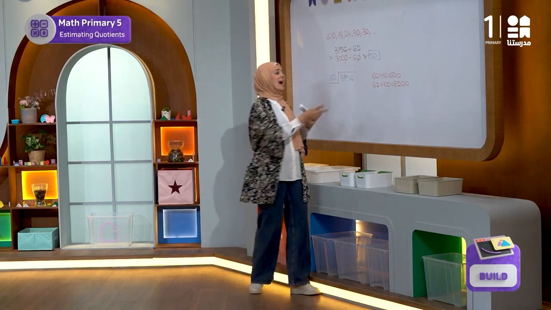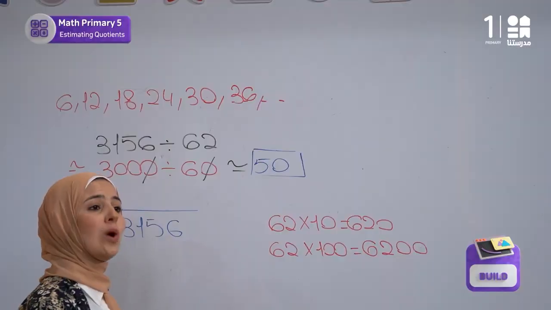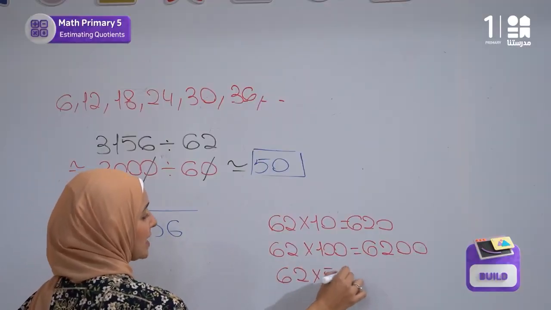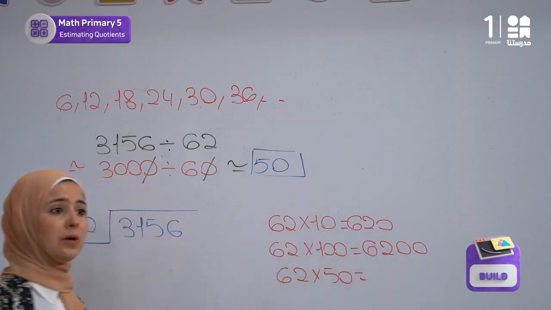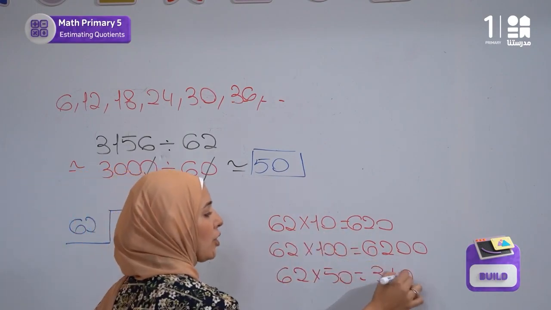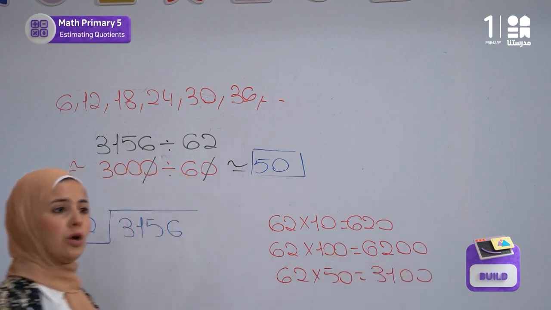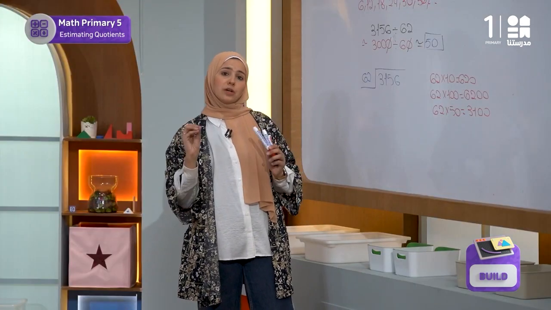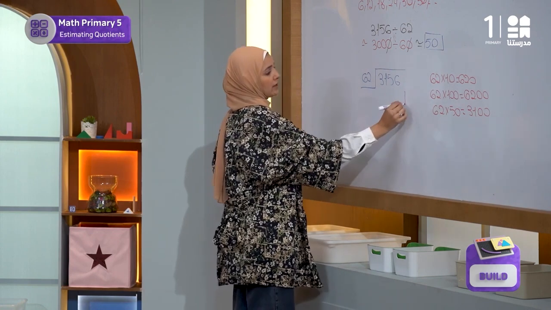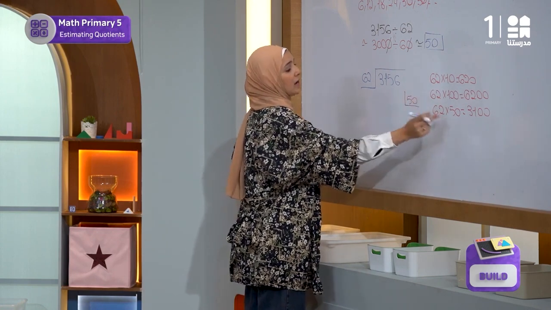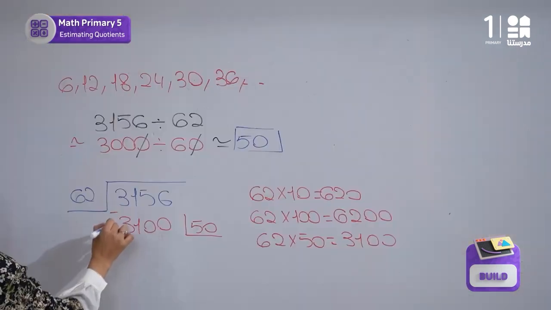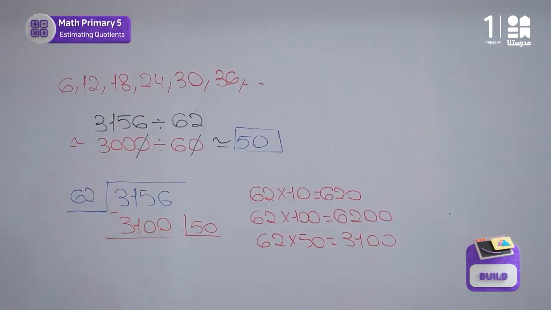So we will take half of this, which is what? 50. Now, if I multiply 62 times 50, isn't it half of this number? Yes. So what is half? It's going to be 3,100. So this is the number that we're going to use, which is what? 50. So here I will write my 50, and here I will write my number, which is 3,100.